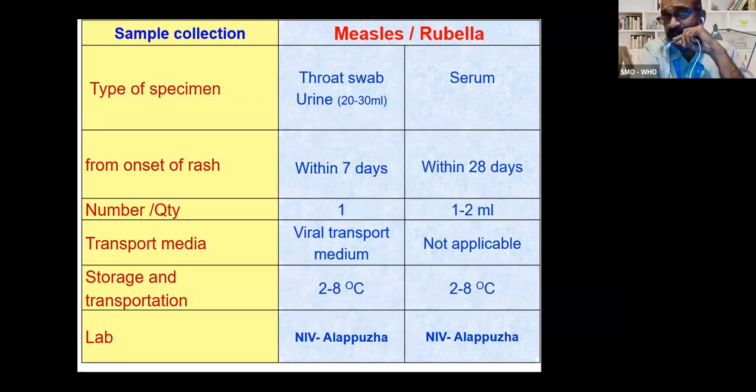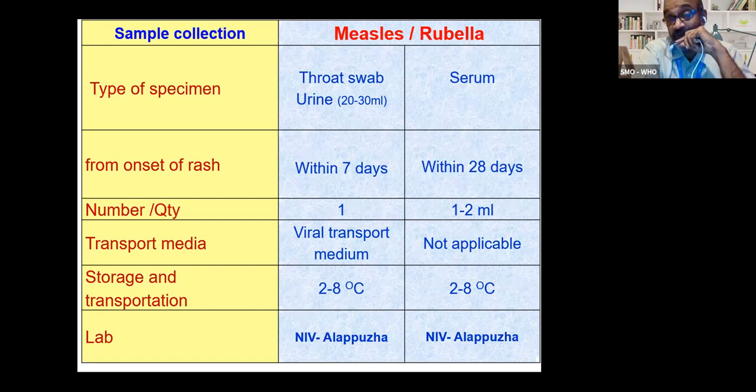And the samples collected: for any fever rash case reported, we collect two sets of samples. One is a serum sample, and it can be collected up to 28 days from the date of onset of rash. And this sample goes to NIV, Alappuzha. Only for Trivandrum, the sample goes to State Public Health Lab. And they do IgM for measles and rubella. And we can collect the sample up to 28 days, and it must reach the lab in a cold chain, 2 to 8 degrees centigrade.